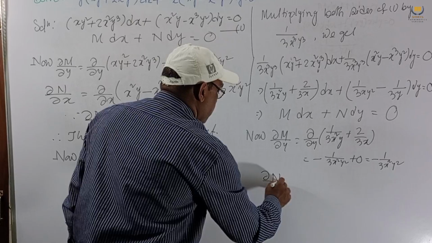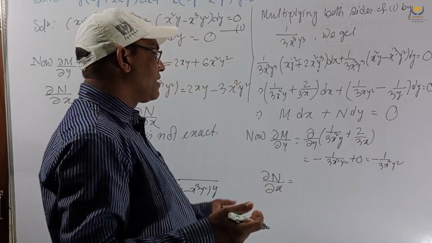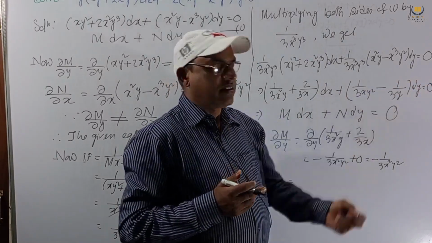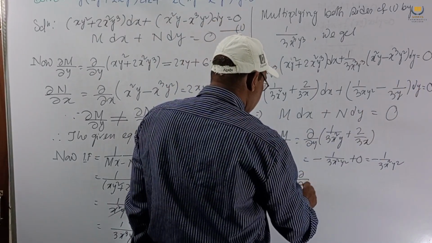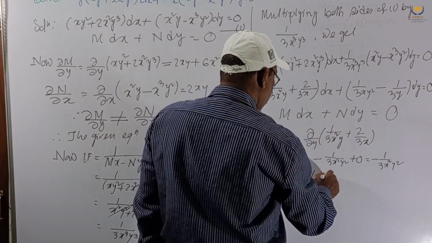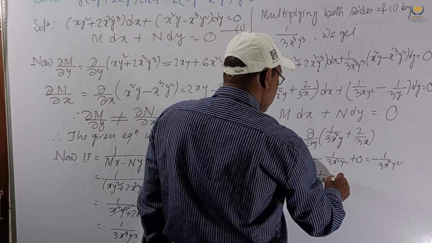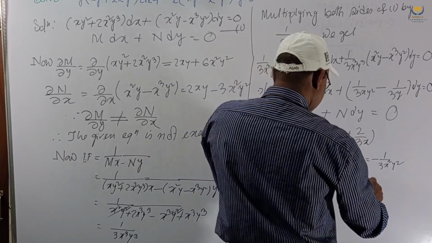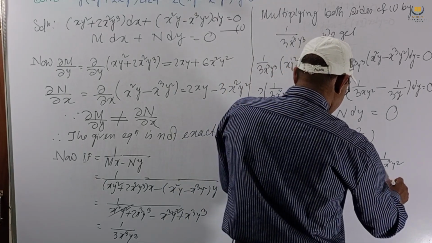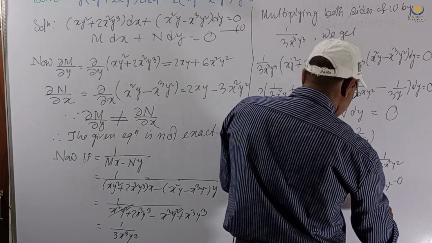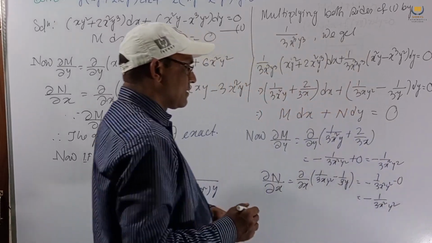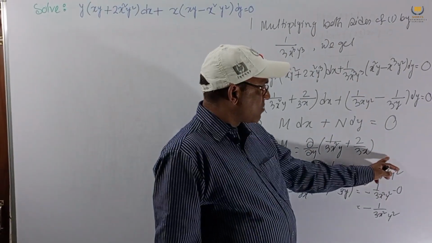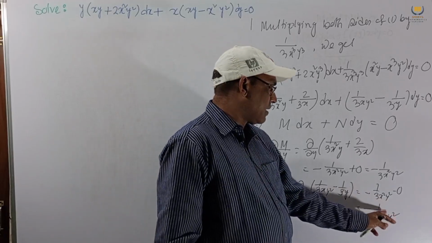Now ∂N/∂x. Actually, remember this, no need to prove it, this must be exact. So ∂N/∂x of (1/(3xy²) − 1/(3y)) is −1/(3x²y²) minus 0, which is −1/(3x²y²). So what we get: ∂M/∂y equals −1/(3x²y²), and ∂N/∂x equals −1/(3x²y²).